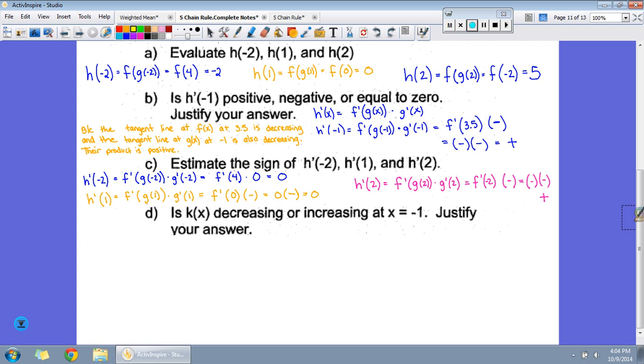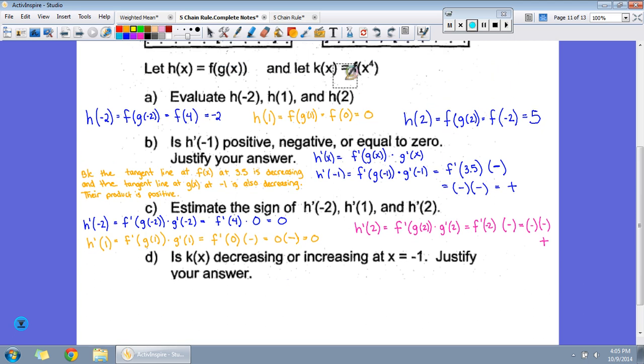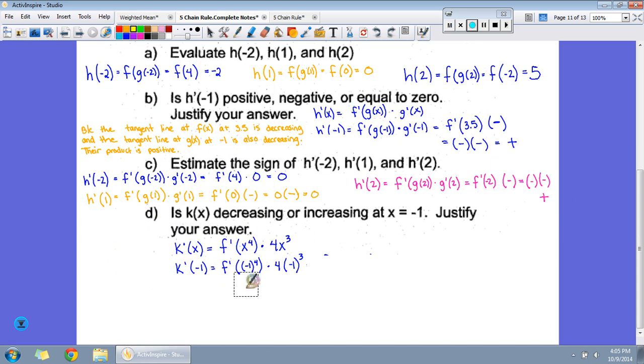For part D, we're going to need the derivative of k of x. So if k of x is f of x to the 4th, k prime is going to equal the derivative of f of x to the 4th times 4x cubed. So now we're going to plug in -1 for all of our x's, and -1 to the 4th is obviously just 1, and 4 times -1 cubed is -4.